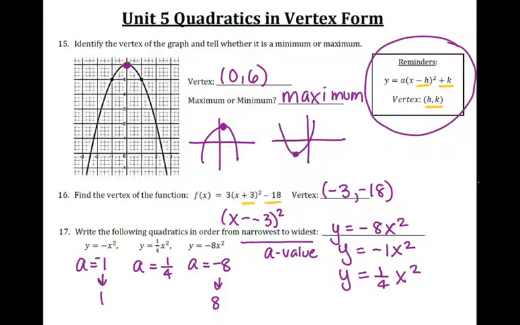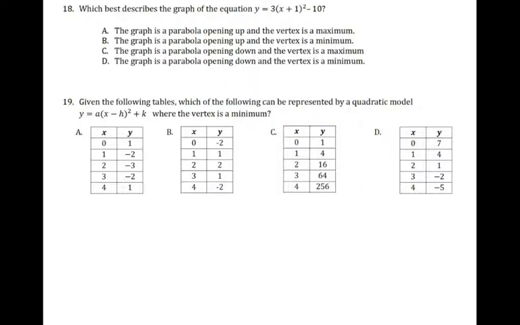All right, next question. Which best describes the graph of the equation y equals 3(x plus 1) squared minus 10? So the first thing I want to do is I want to examine what my a is. So if I look, my a is 3. And it is positive. So since my a is positive, that means my parabola is opening up.